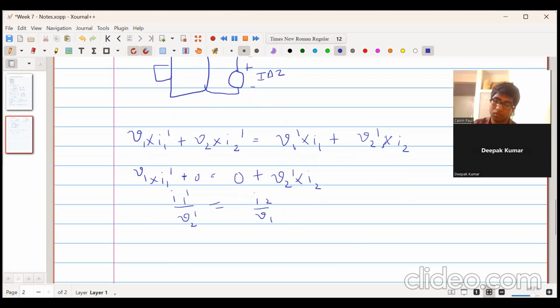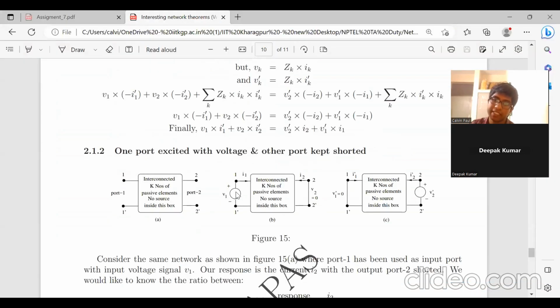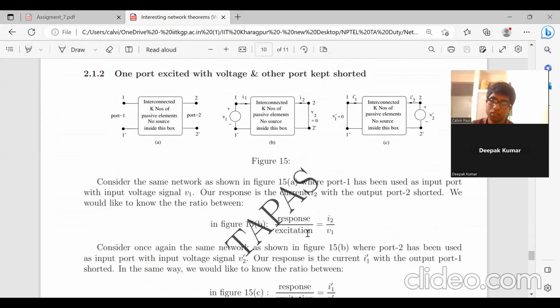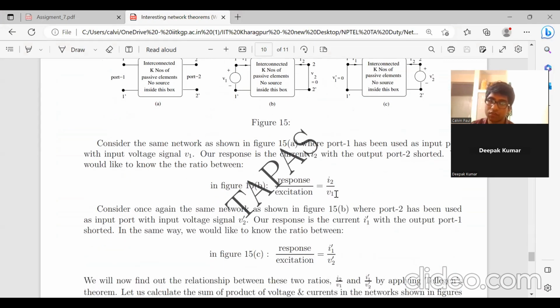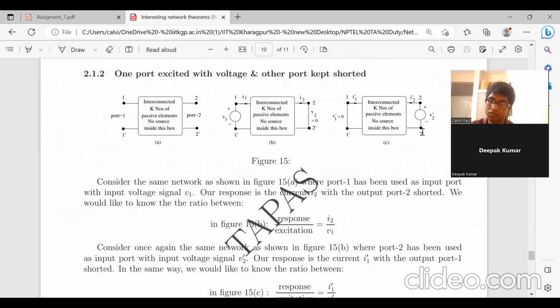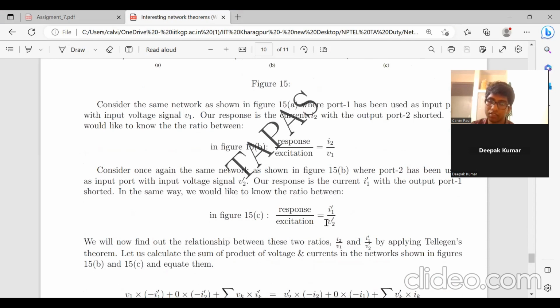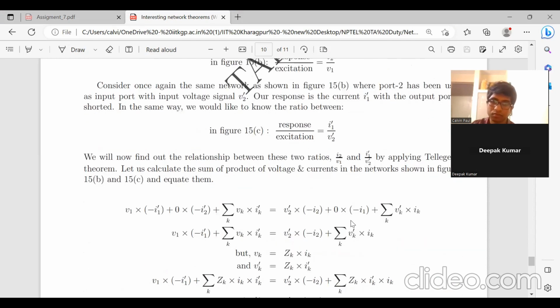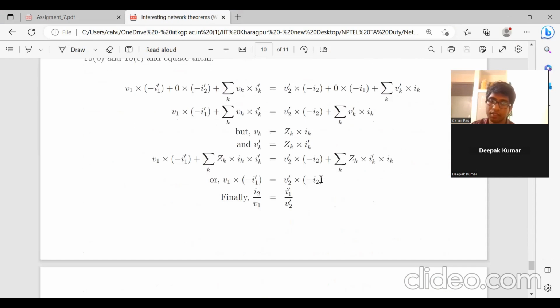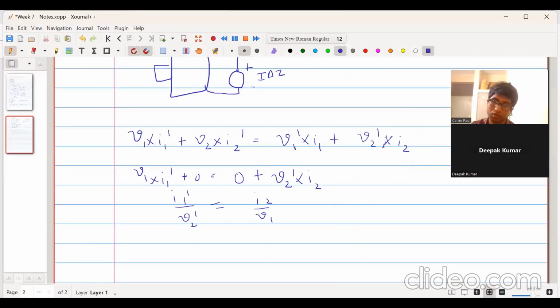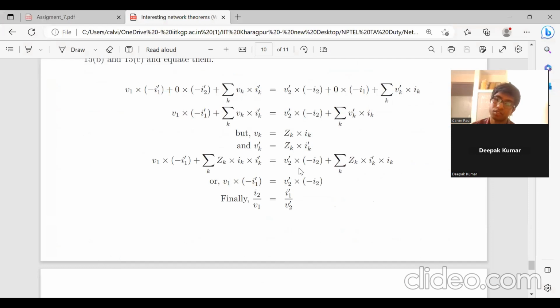Yes, sir. So what we did, we excited the network by V1 and the response was I2. We excited this by V2 dash, the response was I1 dash. So response was I2, excitation is V1. Similarly, for this network, excitation is V2 dash, response is I1 dash. We have written this I1 dash upon V2 dash. Then we applied Tellegen's theorem. And finally, we get I2 upon V1 is equal to I1 dash upon V2 dash, which we have also proved over here. So that's why the effect is reciprocal.